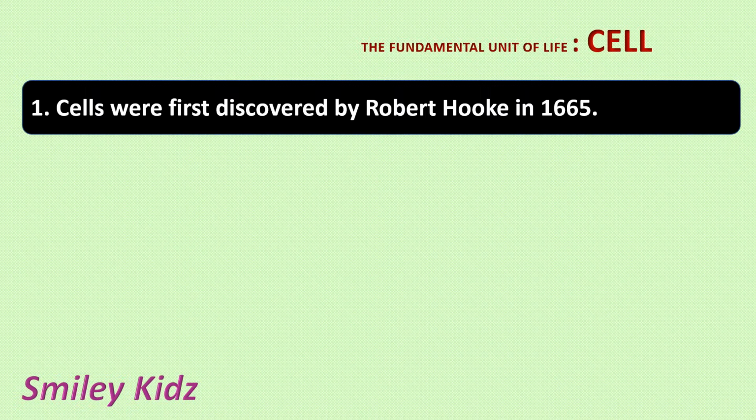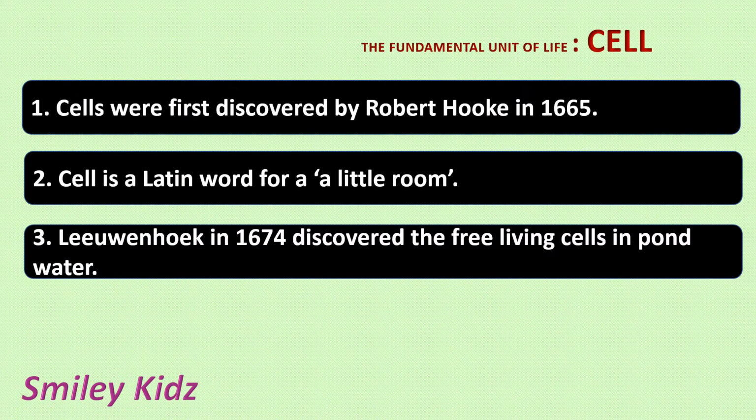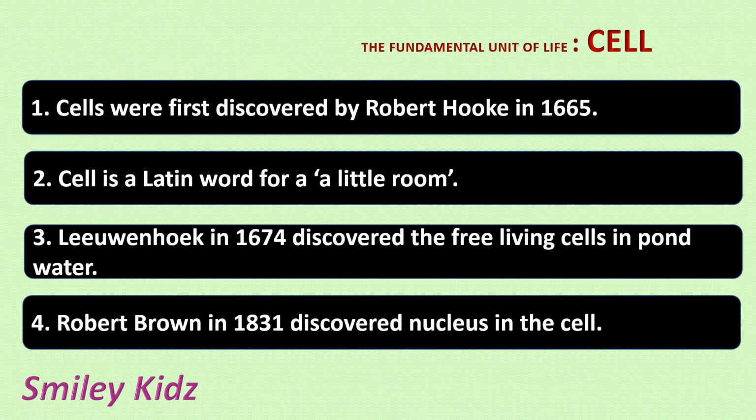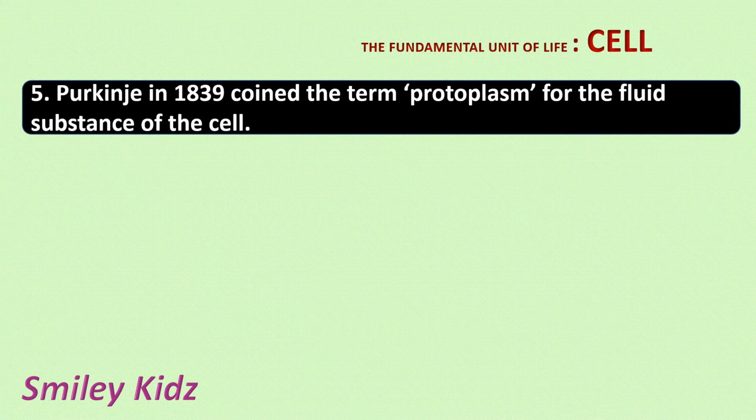Cells were first discovered by Robert Hooke in 1665. Cell is a Latin word for a little room. Leeuwenhoek in 1674 discovered the free living cells in pond water. Robert Brown in 1831 discovered the nucleus in the cell. Purkinje in 1839 coined the term protoplasm for the fluid substance of the cell.